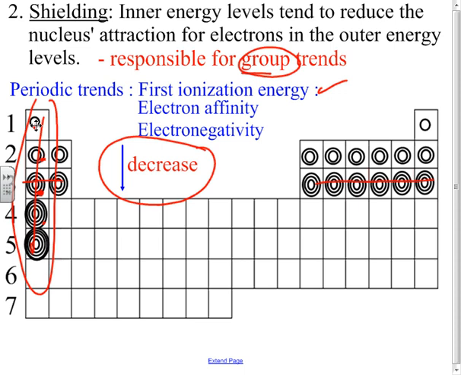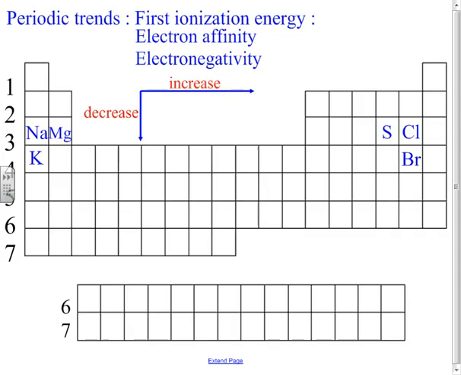It makes it easier to remove the outermost electron. It makes a less negative change in energy when an electron is added to it, and it makes it less likely to gain electrons when combining with another element, so those things all reduce. To summarize the periodic trends in first ionization energy, electron affinity, and electronegativity: all these things increase across periods because of nuclear charge, and all these things decrease down groups because of shielding.